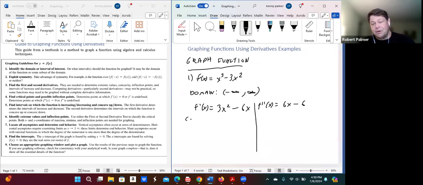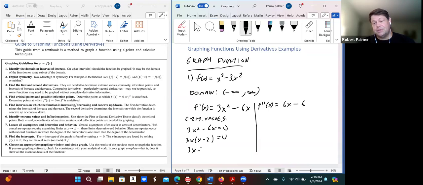On this one, let's find our critical values, or critical points. And remember, that's where you set the first derivative equal to 0. So 3x squared minus 6x is equal to 0. And on this one, it's best just to factor. Factor out 3x, and what's left is going to be x minus 2.